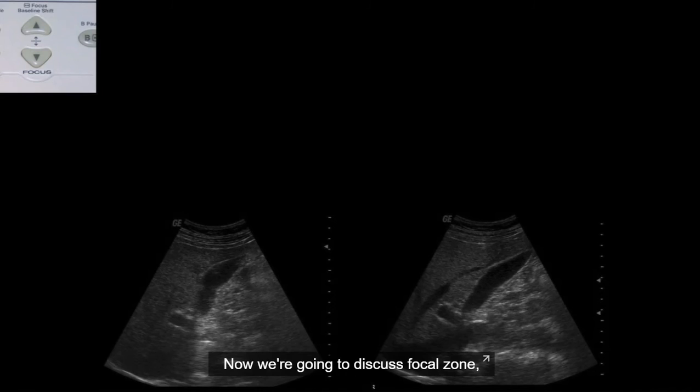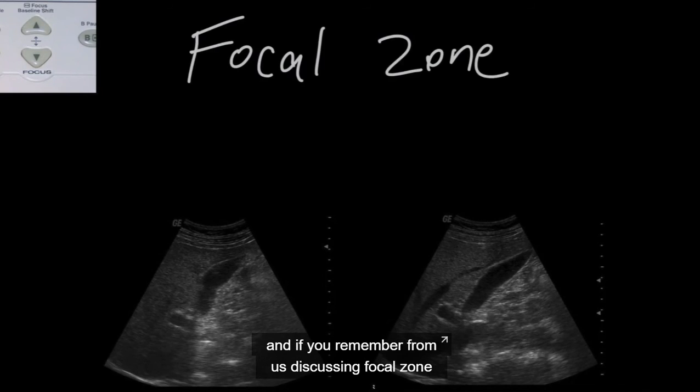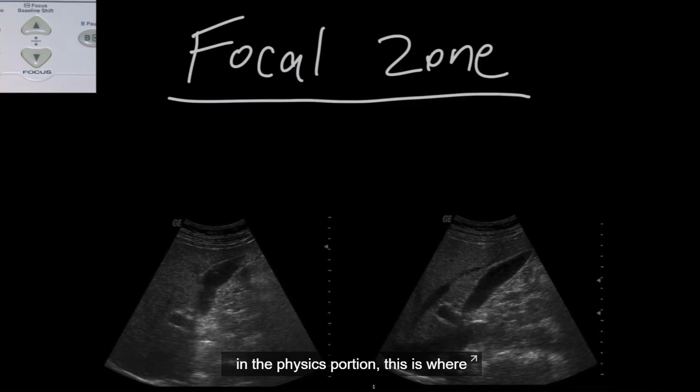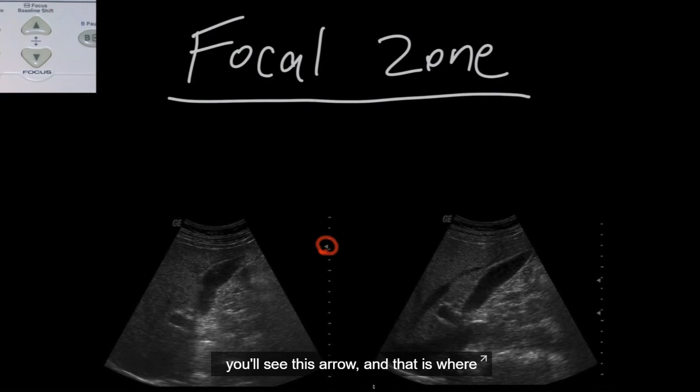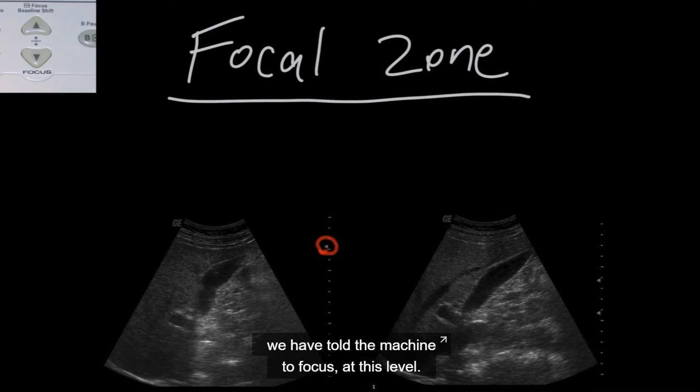Now we're going to discuss focal zone. And if you remember from us discussing focal zone in the physics portion, this is where the ultrasound beam is the narrowest, and therefore it gives us the best image quality or the best resolution. And if you look on this ultrasound image on the left, you'll see this arrow, and that is where we have told the machine to focus at this level.